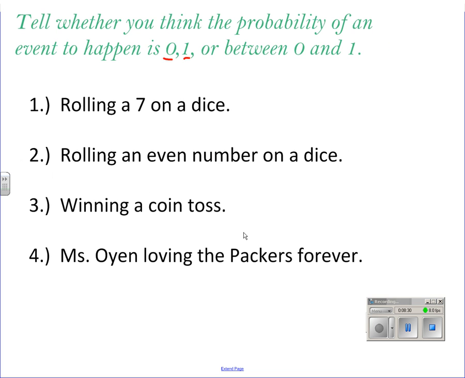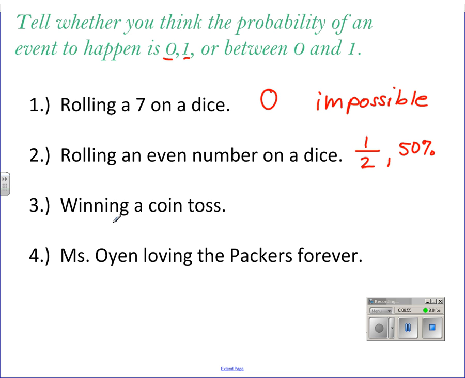You should have had a chance to answer these questions. Rolling a 7 on a dice, we just talked about that. That has a 0 probability. It's impossible. Rolling an even number on a number cube. Well, that's going to happen 50% of the time, so that would have a probability of a half, or 50%.